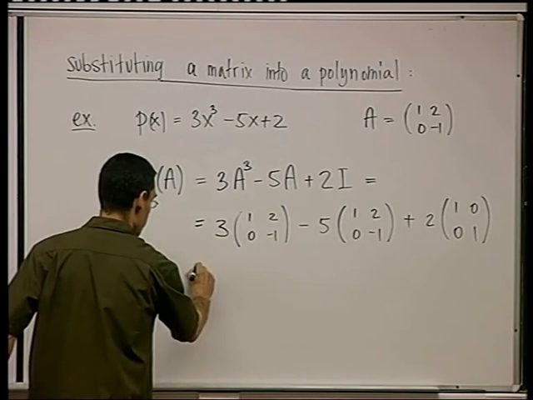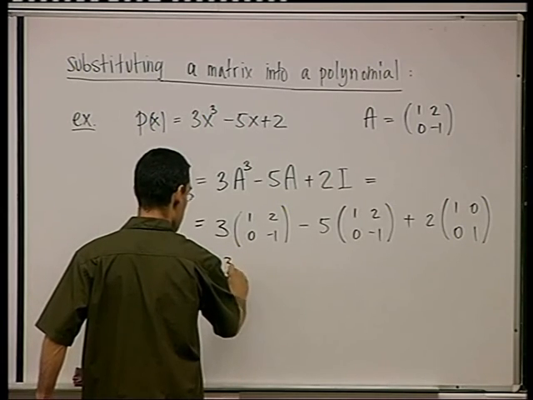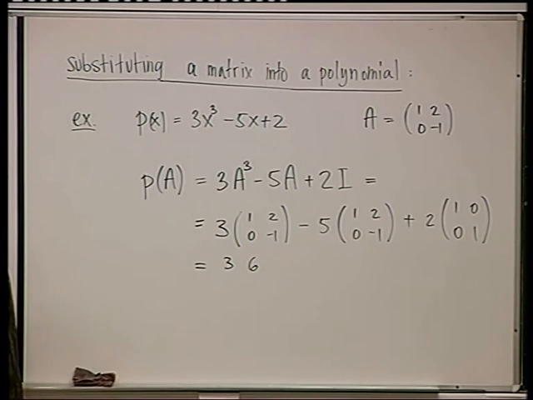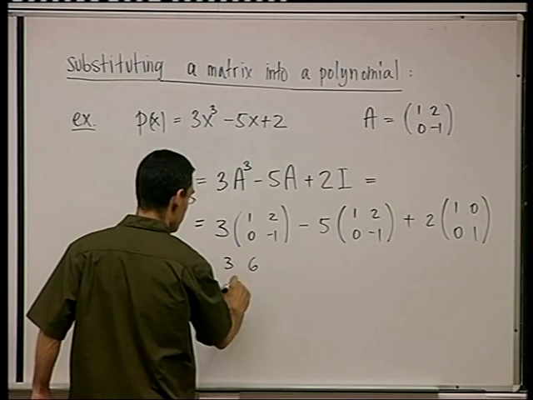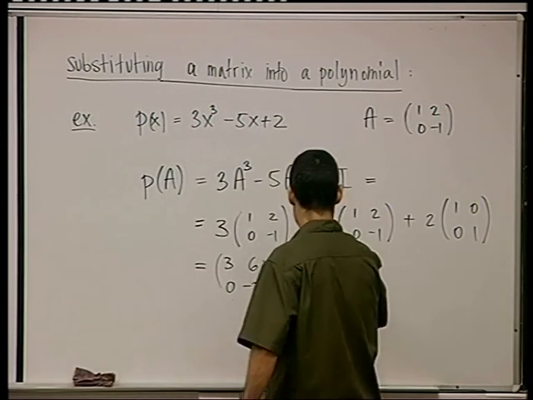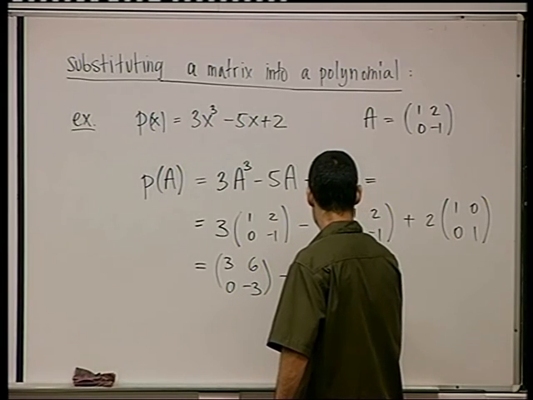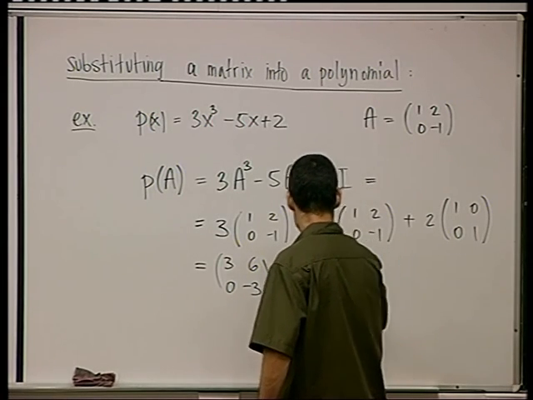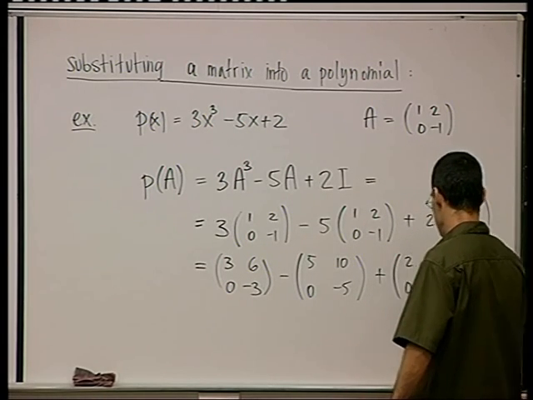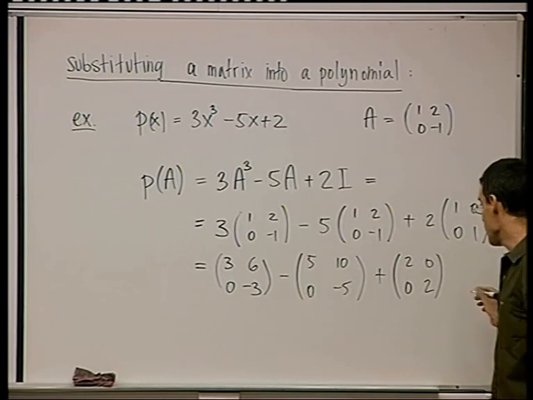So this equals 3. Why don't you do 3 minus 5 and then, because it's the same matrix? You're right. That would be a reasonable shortcut, but then I would have to erase the 3 and the 6. So I don't know what's more beneficial. Let's just do it. 3, 6, 0, negative 3, minus 5, 10, 0, negative 5, plus 2, 0, 0, 2, right? So that's the scalar multiplications.